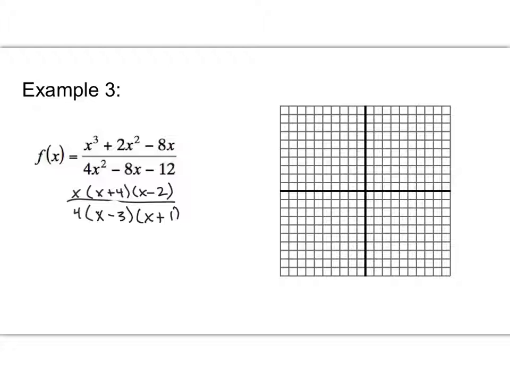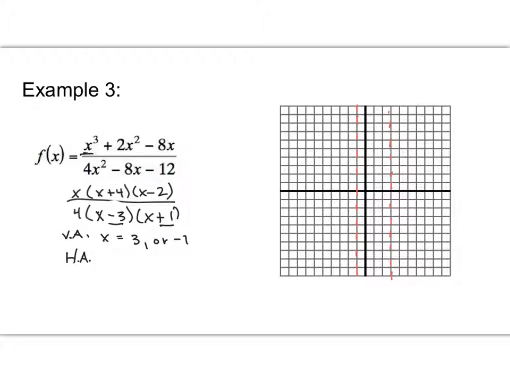All right, no holes because nothing cancels out again, but I have vertical asymptotes at x equals positive 3 and negative 1. So let's draw those in. And then horizontal asymptote.